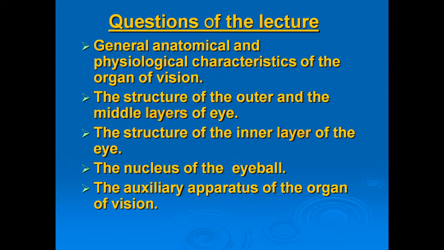Questions of the lecture. General anatomical and physiological characteristics of the organ of vision. The structure of the outer and middle layers of the eye. The structure of the inner layer of the eye. The nucleus of the eyeball, and the last question, the auxiliary apparatus of the organ of vision.